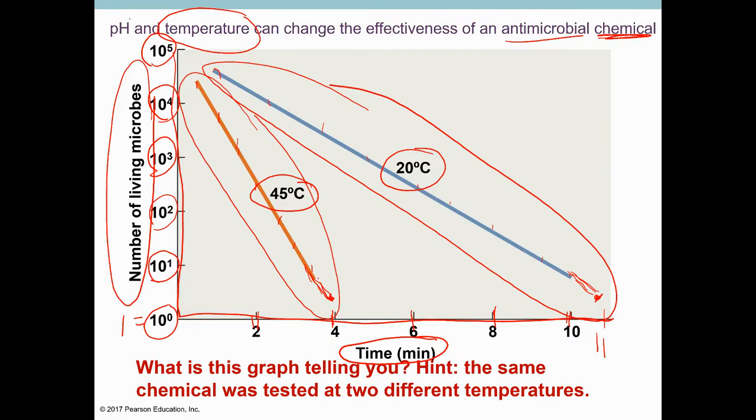In a similar way, we could run an experiment at different pH levels, and you would see that certain pHs cause that very steep killing curve, and other pHs cause a slower rate of killing.